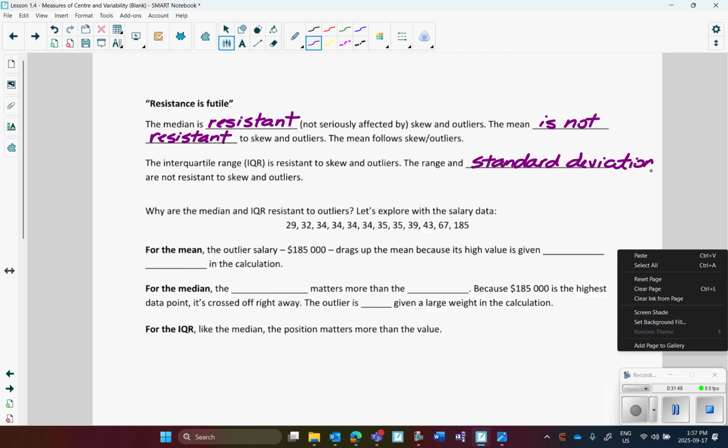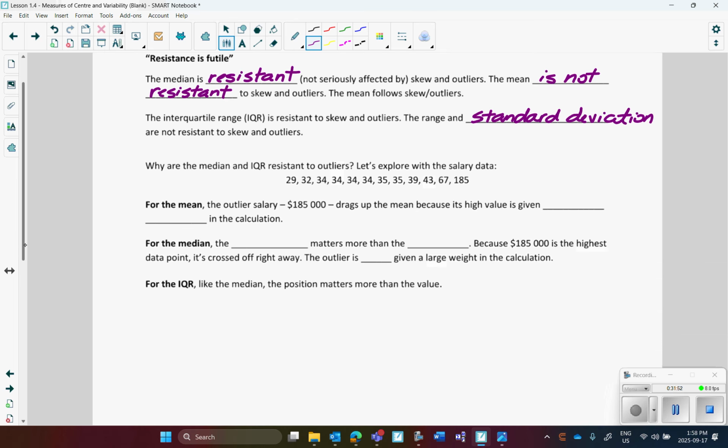So I basically explained it to you. Here's our data. This 185 is clearly an outlier. It drags up the mean because its high value is given a lot of weight in the calculation. But for the median, the position of the values matters more than their weight.